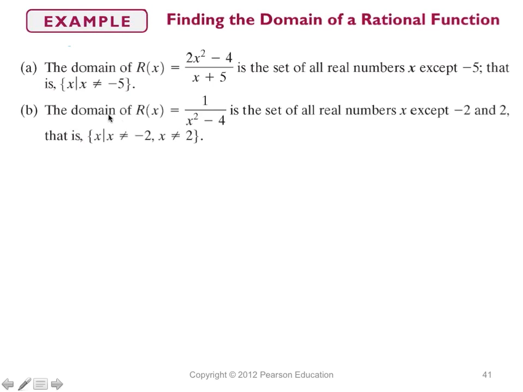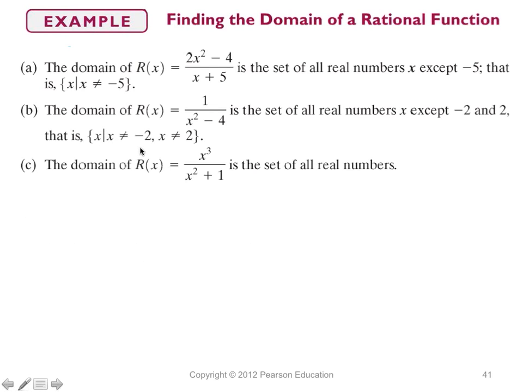If we take a look at this one right here, r of x equals 1 over x squared minus 4. If we take x squared minus 4 and we set it not equal to 0, we're going to get x not equal to -2 and +2. This is because it factors. It's the difference of two perfect squares. So we get x such that x is not equal to -2 or +2.